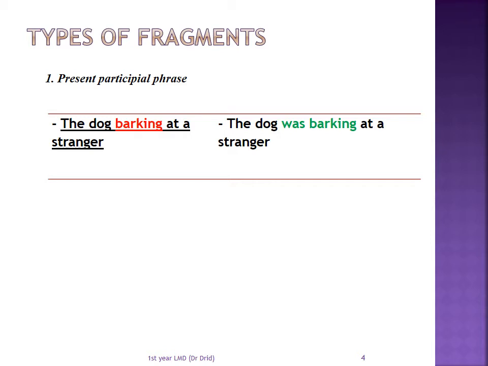In order to be able to correct fragments, we should first know their types. The first type is the present participial phrase, like the one used in this example: the dog barking at a stranger. Barking is a present participial phrase. What is missing here is the auxiliary to be. In order to correct it, we just add this auxiliary, and of course we have to respect the tense, whether it is in the past, the present, or the future. We say, for instance, the dog was barking at a stranger.